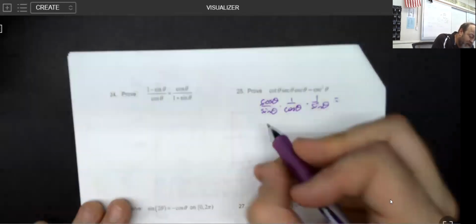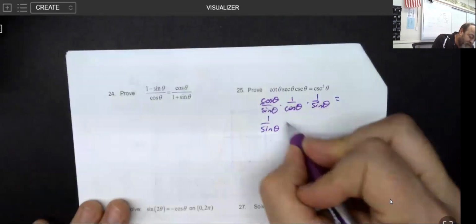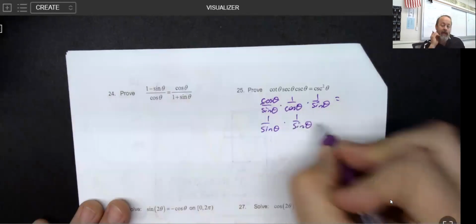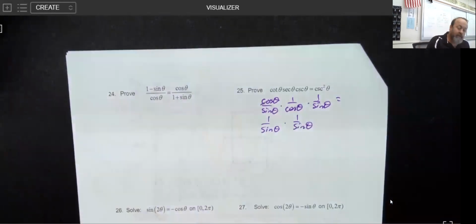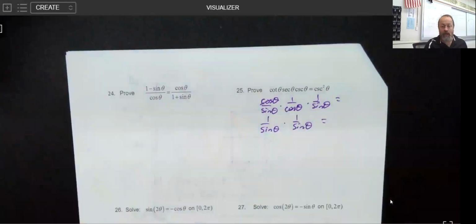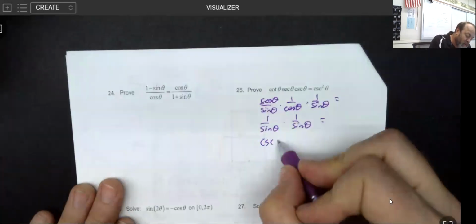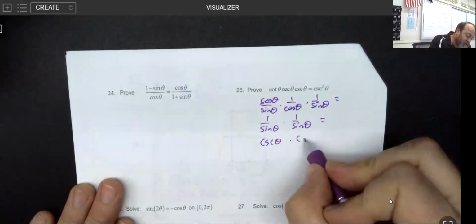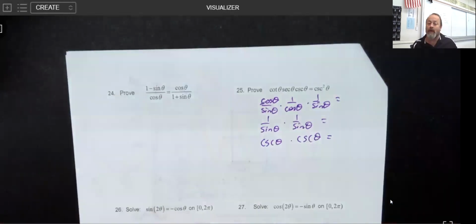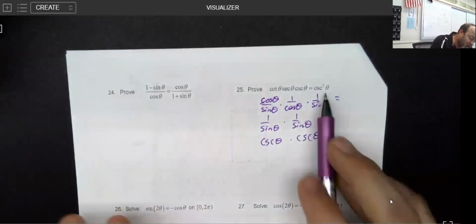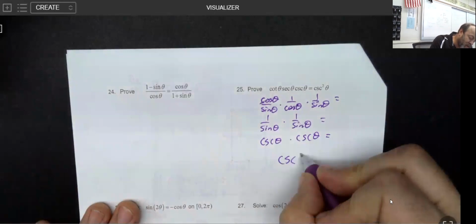Now, I have 1 over sine in the first one. I have a 1 over sine in the second one. And that works out quite well for us because remember, my goal is to show that that is cosecant squared. Now, I'm going to do a little simplification here because I know that 1 over sine is in fact a cosecant. 1 over sine is also cosecant. So I'm just doing a simple substitution of writing what it is. And my goal is just, one line at a time, to prove and show that this answer simplifies to the answer that was given. And clearly a cosecant times a cosecant is a cosecant squared theta.